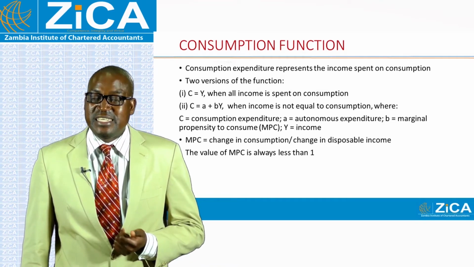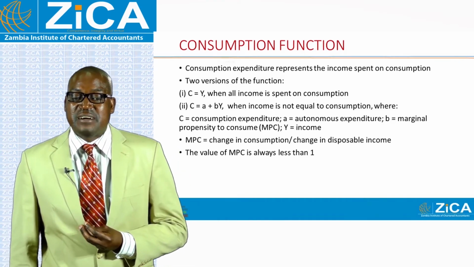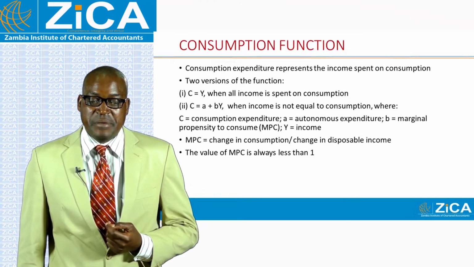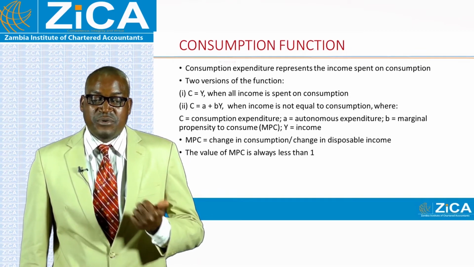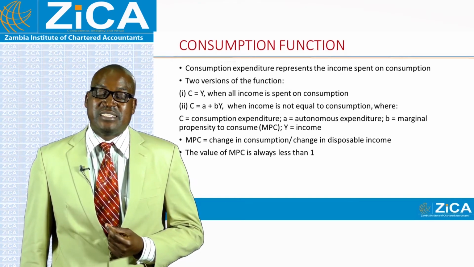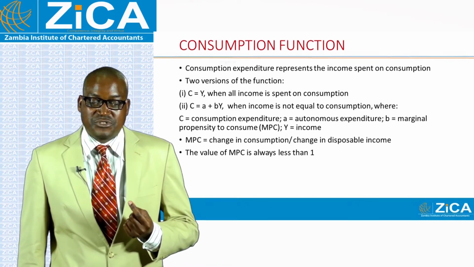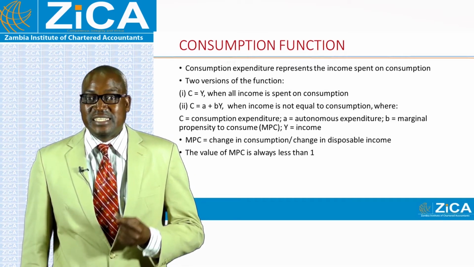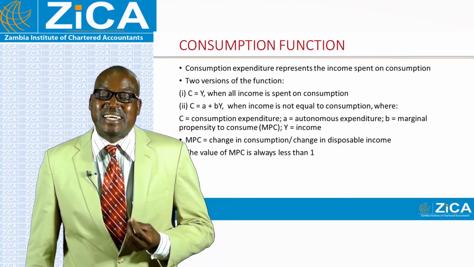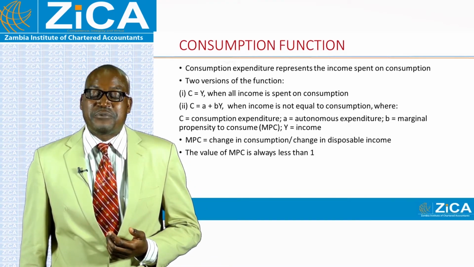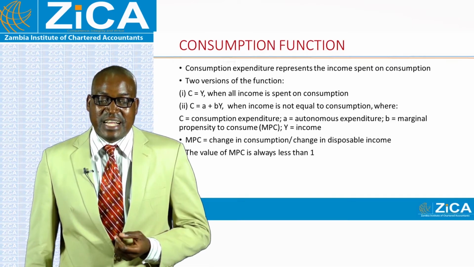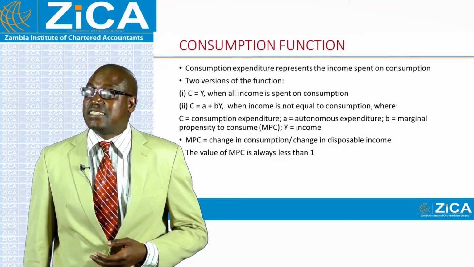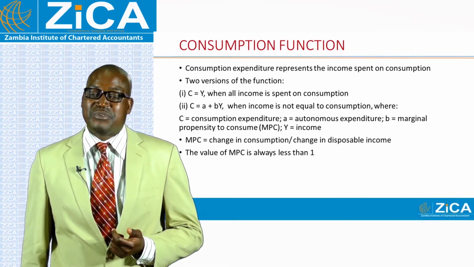So we have C is equal to Y, where all the income is spent on consumption, and then we have C is equal to A plus B plus Y, when we have some consumption that is independent of someone's income. And when drawing that, it is very important to be able to show graphically where that occurs. It is also important for candidates to understand and calculate the marginal propensity to consume, which basically is change in consumption divided by change in income and the factors that influence the marginal propensity to consume.